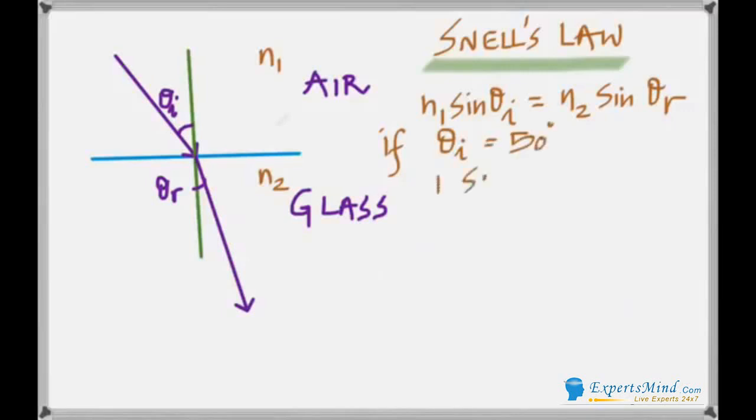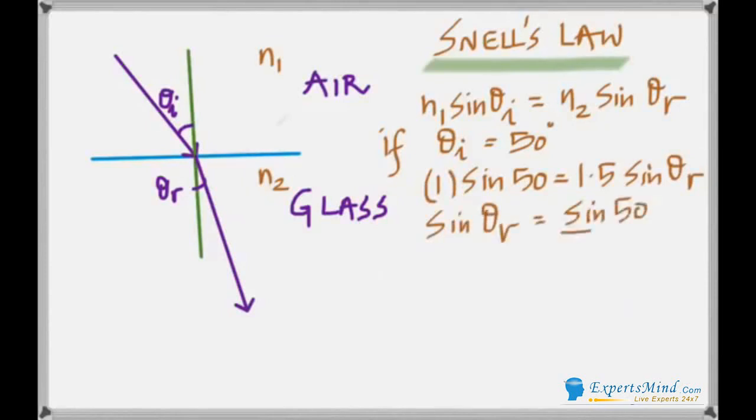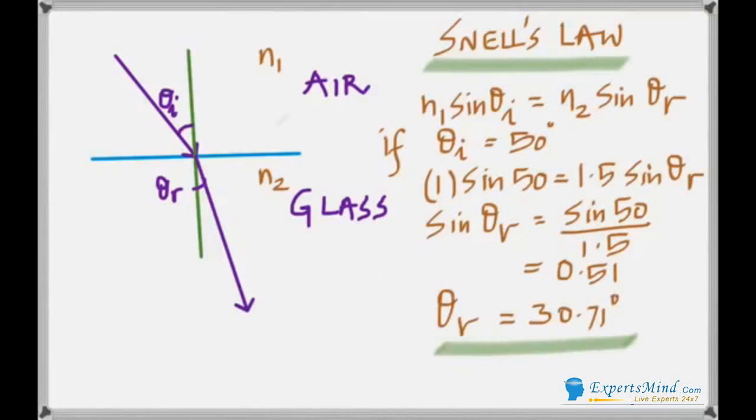Let's do a problem. If theta I is 50 degrees, let's find theta R. Go ahead. So what happens? N1 is 1. Sine 50 is 1.5 sine theta R, because that's glass. You get sine theta R is sine 50 by 1.5, which is 0.51. Take the sine inverse of that. You get 30.71 degrees, proving that theta R is less than theta I, proving that it's bending towards the normal. Is this all clear? That's Snell's law.